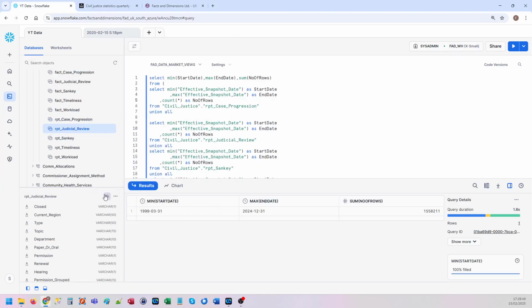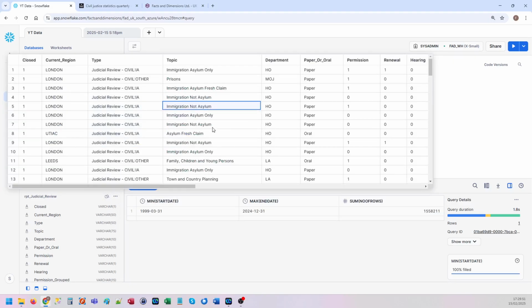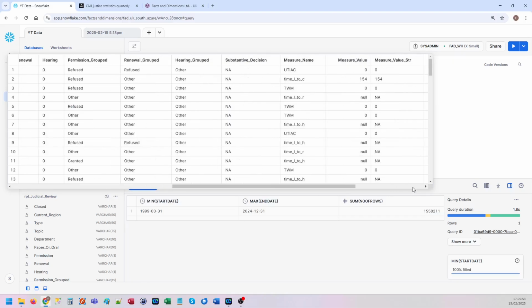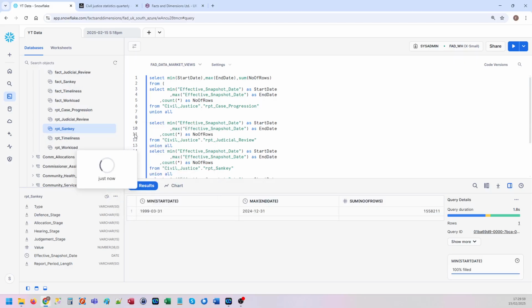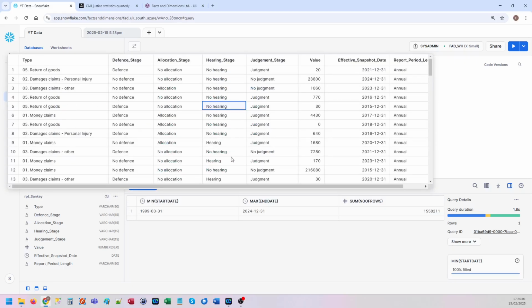Judicial review. Have a look in there. That gives you an idea. If I just scroll over, you can have a look. And you've got Sankey. That's this sort of data here, as you can see.